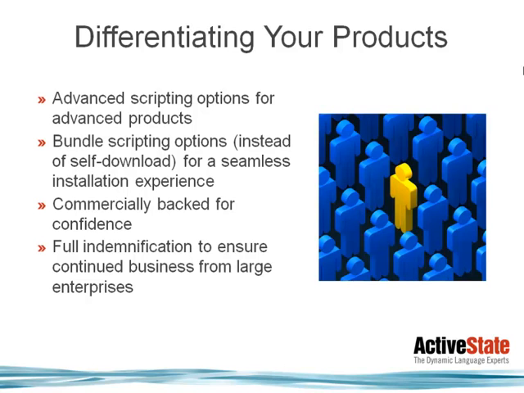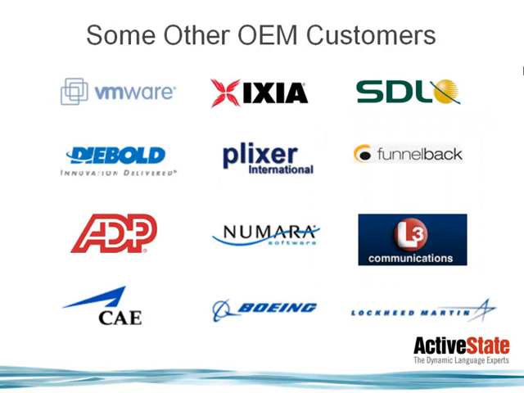The next key thing for differentiating is commercially backed for confidence. By having this, you can say to your customers your entire product suite or your entire solution is commercially backed, including the OEM components. And then finally, your customers are going to want to know from you that you provide full indemnification of the product, including the open source components. And by dealing with an OEM group such as ActiveState, you get that indemnification from us as well.